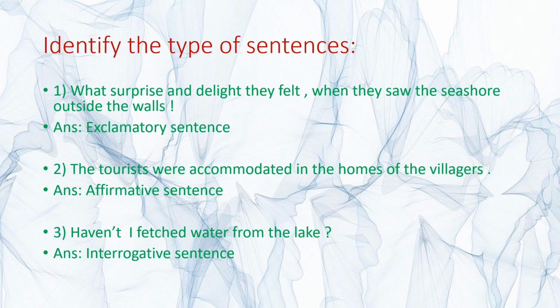Moving on to the second sentence. See on the screen, I have given three different types of sentences. The tourists were accommodated in the homes of the villagers. Now, which sentence is this? That is an affirmative sentence. Okay. And see the third one. Haven't I fetched water from the lake? So, which type of sentence is this? Interrogative sentence. So, you have to identify the sentence and get the correct answer.